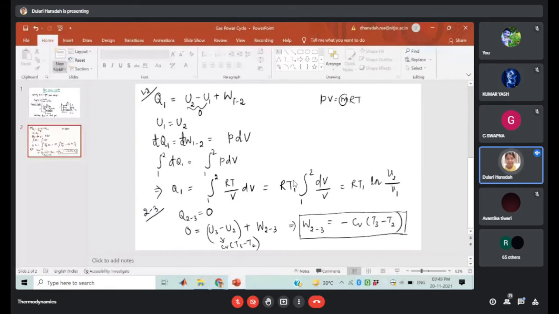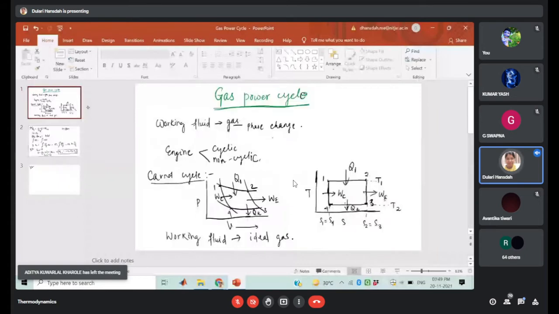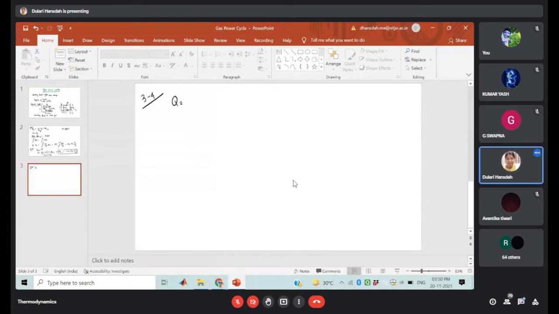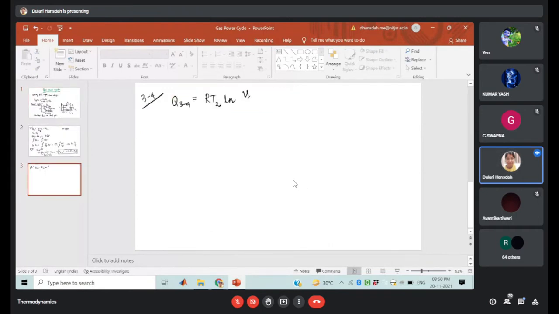Then if you are considering the process from 3 to 4, there will again be the heat rejection at the reversible isothermal process. Isothermal means at temperature T2. So here your internal energy U3 is equal to U4, so the U4 minus U3 term will be 0, right? Then in this case, your heat transfer can be represented as Q34 is equal to RT2 ln (V4 upon V3).